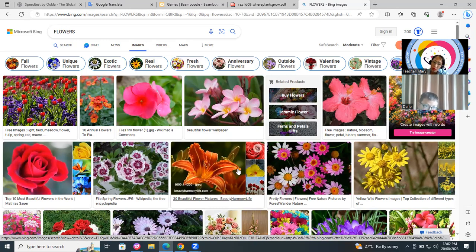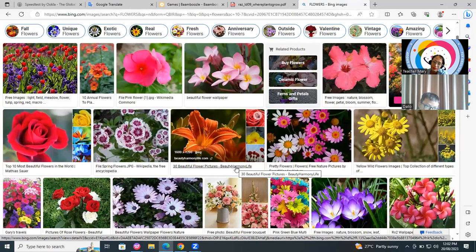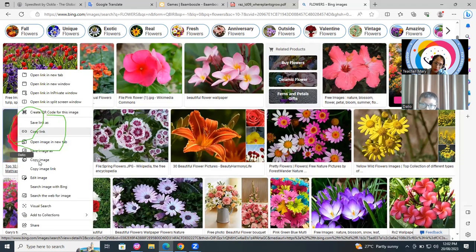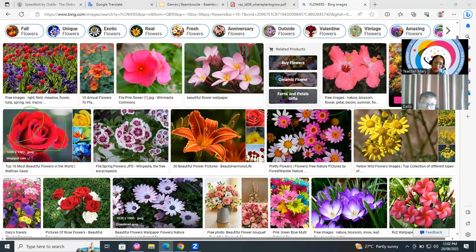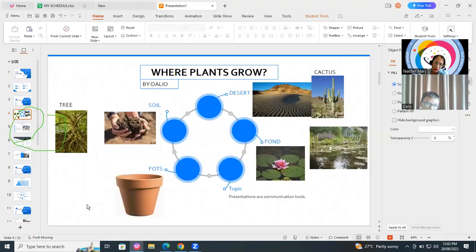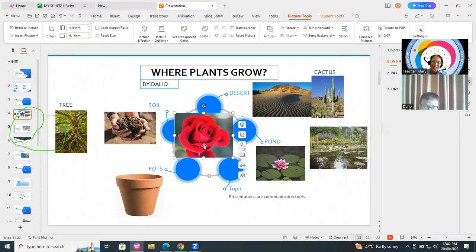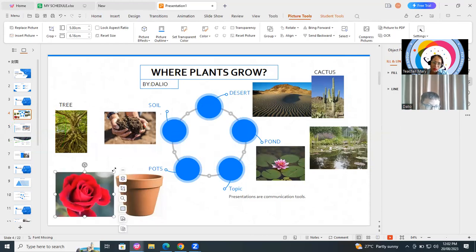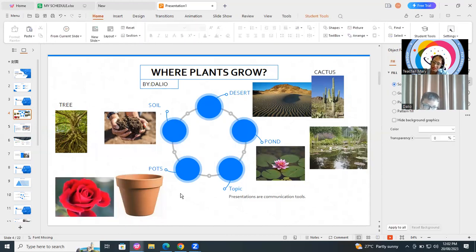You want the rose? You want this? Okay, so you want the rose. Do you like flowers, Dalio? No. Why? Okay, so we can plant roses in a pot. All right, now what's next? What's next?